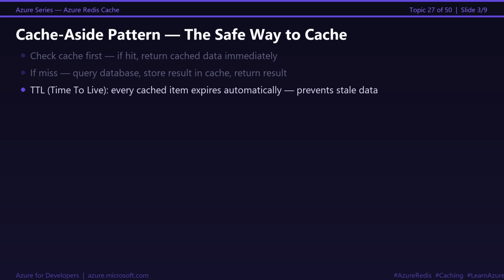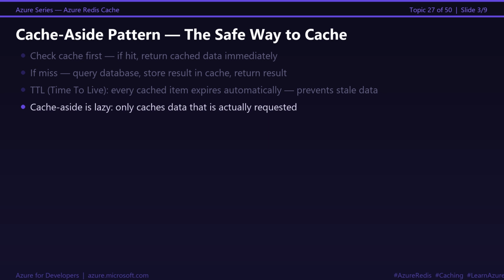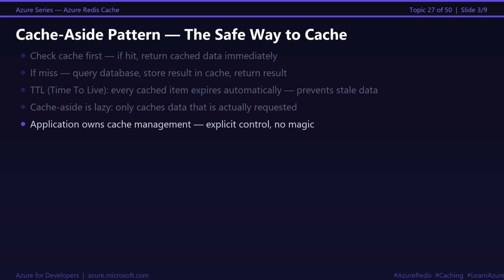Setting the TTL too long. Product prices change. If your cache TTL is 24 hours, a price change takes 24 hours to reach users. Match your TTL to how often the data actually changes. Product catalog, 5 minutes. Homepage banners, 1 minute. User profile, 15 minutes. Cache-aside also degrades gracefully.